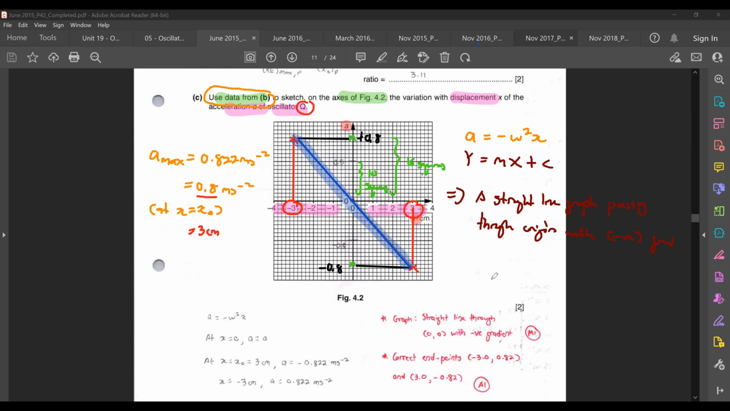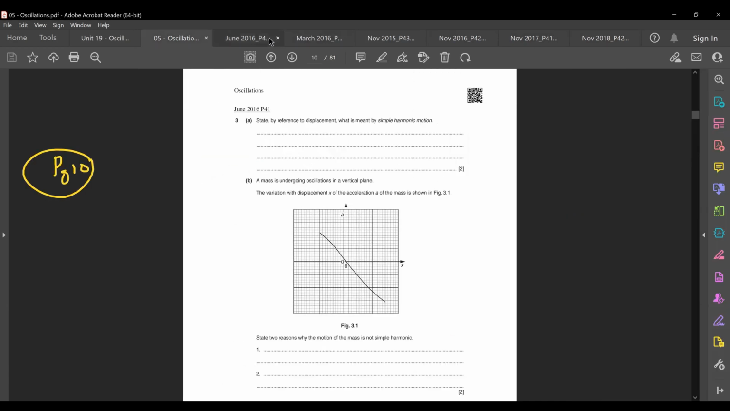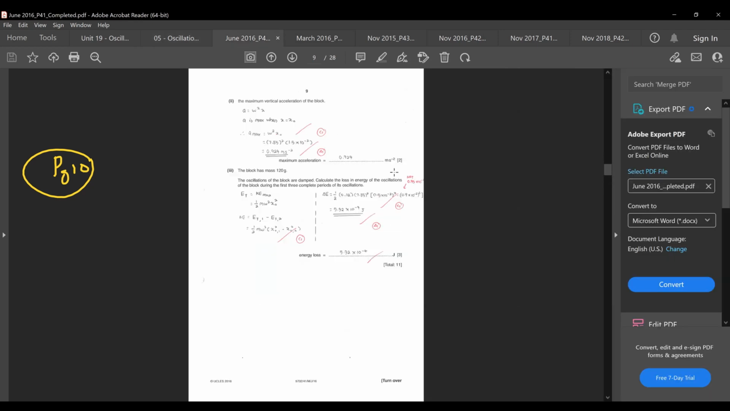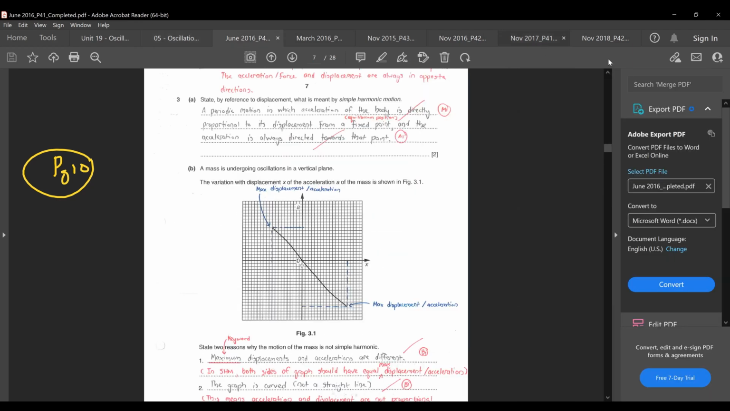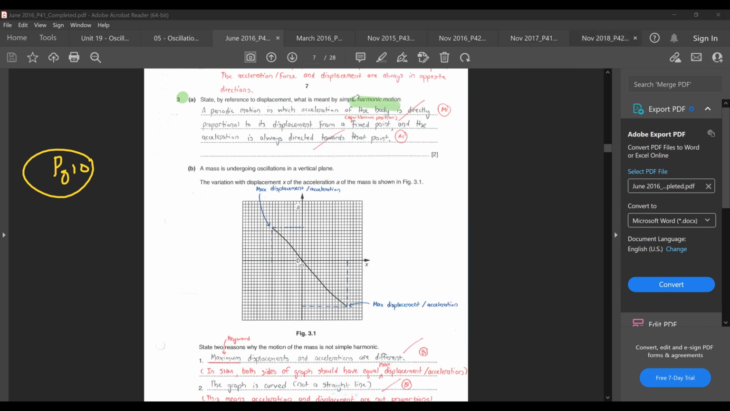Then the next question that we can have a look at is actually page 10. Page 10 of your worksheet is June 16 P41. For the first part of your question, they ask you to define what is meant by simple harmonic motion with reference to its displacement. Again, you can just use the definition from your notes. Periodic motion in which acceleration of the body is directly proportional to displacement from a fixed point, and that the acceleration is always directed towards that point.